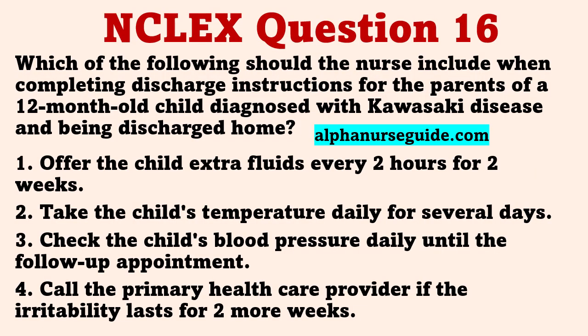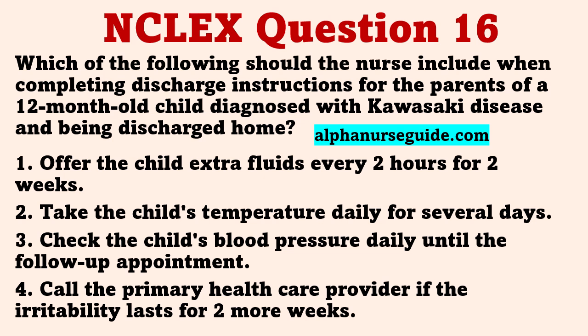Which of the following should the nurse include when completing discharge instructions for the parents of a 12-month-old child diagnosed with Kawasaki disease and being discharged home? 1. Offer the child extra fluids every 2 hours for 2 weeks. 2. Take the child's temperature daily for several days. 3. Check the child's blood pressure daily until the follow-up appointment. 4. Call the primary healthcare provider if the irritability lasts for 2 more weeks.